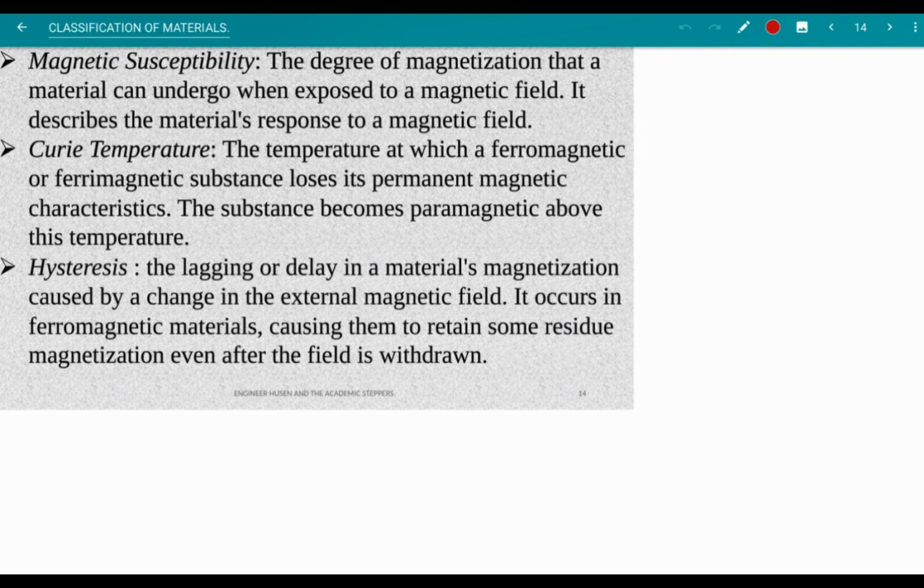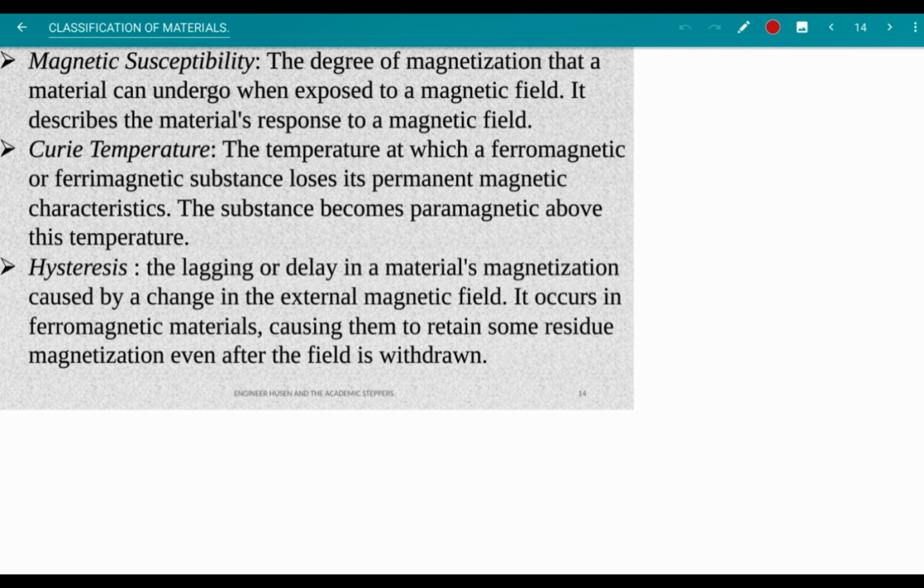We'll look at it in details as well. We also have what is known as hysteresis. Other people pronounce it as hysteresis. Now, this talks about the lagging or delay in a material's magnetization. This is as a result of a change in the magnetic field. Other than that, you need to understand that we have other behaviors that pertain to magnetic behavior. But for now, we'll just look at these.